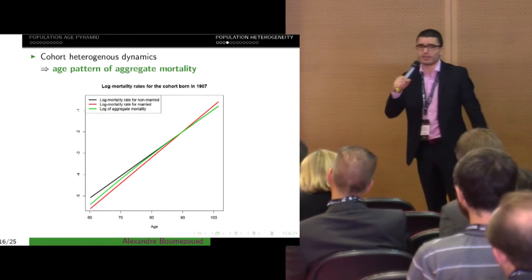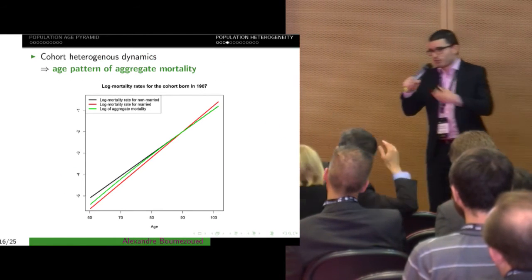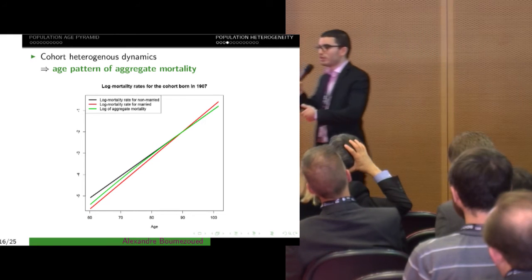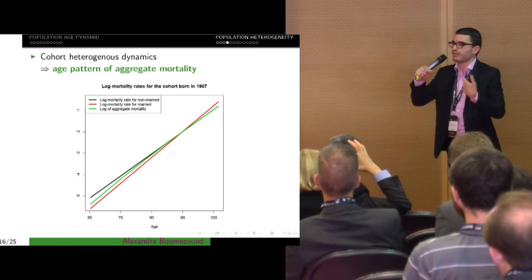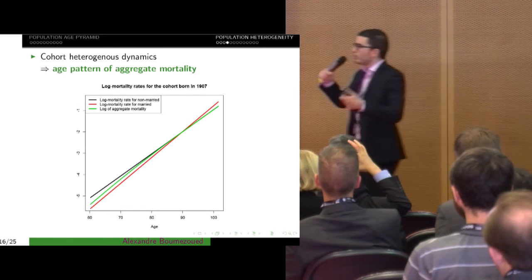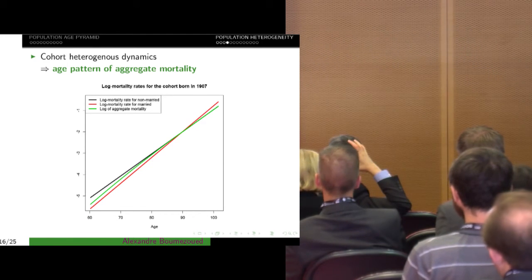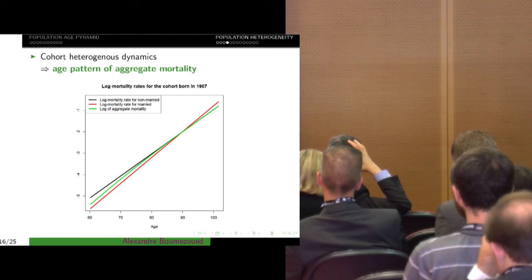What is the impact on aggregate mortality? If you have some understanding of the heterogeneity of your cohort, you can recompute aggregate mortality based on this cohort. Recall that in red is mortality for married people, in black non-married people, and in green the aggregate mortality observed over time.